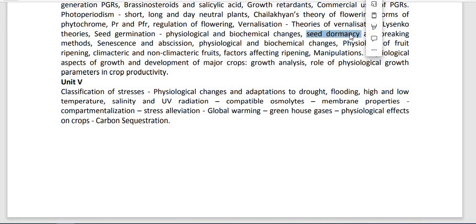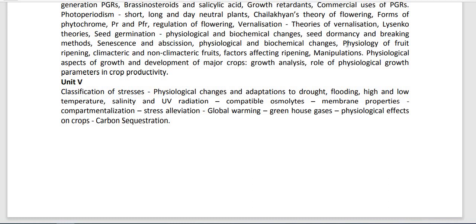The dormancy occurs due to various reasons, and we have to know what are the methods involved to break down these dormancies, that is breaking methods. And coming to another part, that is senescence and abscission. Which hormone influences the senescence and abscission process, and what are the biochemical and physiological processes involved during the senescence and abscission of the petioles.